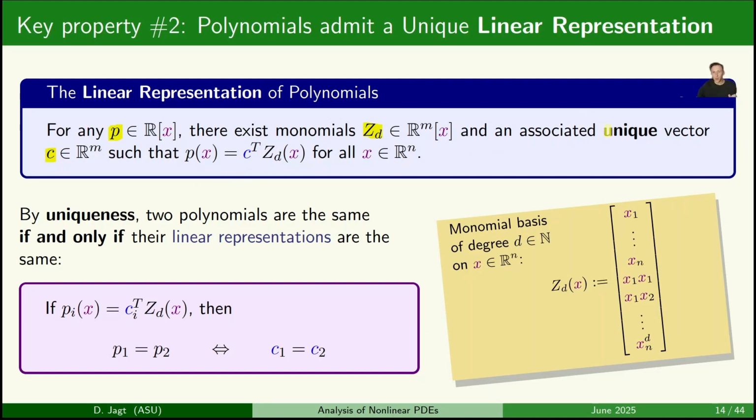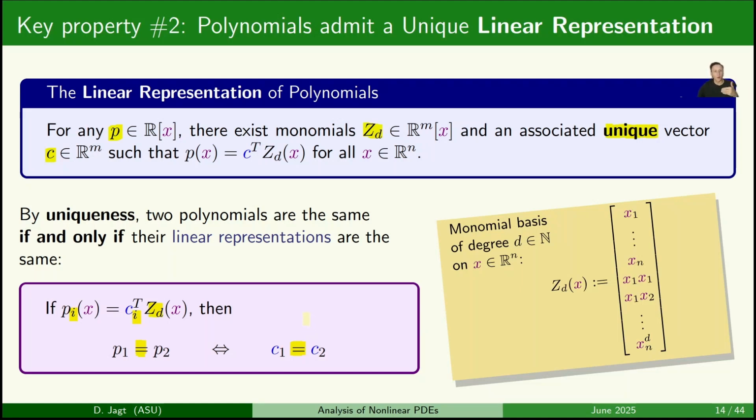Now note that this representation is unique. So that means that for any two polynomials, p1 and p2, defined in terms of the same basis of monomials, these two polynomials will be equal if and only if their associated coefficients are equal. So this allows us to represent these polynomials numerically in terms of just their coefficients. Moreover, we can then enforce equality of these polynomials numerically by enforcing equality of the coefficients.